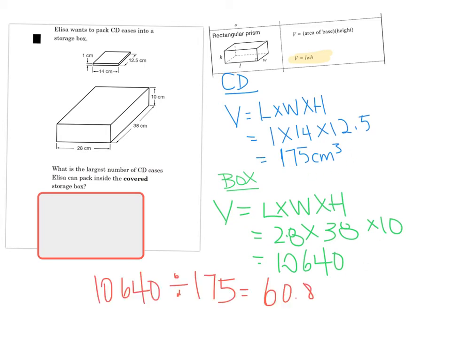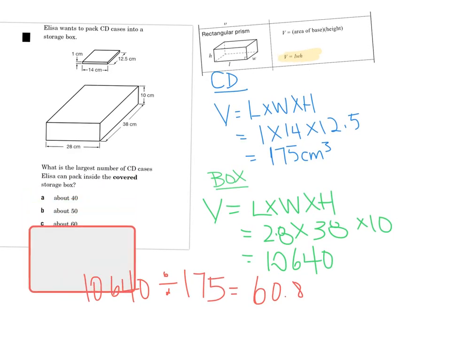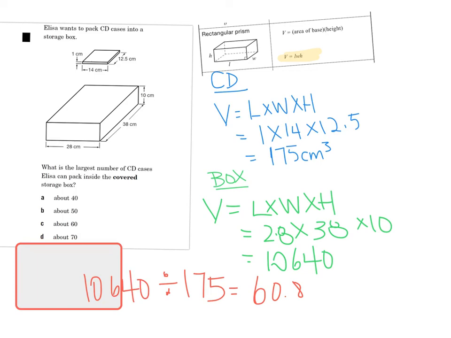Okay, so when I divided out 10,640, the size of the box, by the size of one CD, it told me I could put 60.8 CDs in. Now obviously I'm not going to put 0.8 of a CD in. That doesn't make any sense. So I'm going to look at my options. I'm thinking that the best number will be 60. So about 60 is correct. So I'm going to highlight that one.